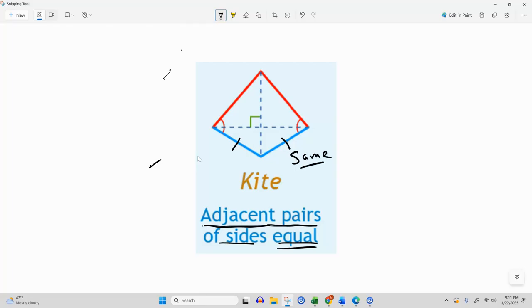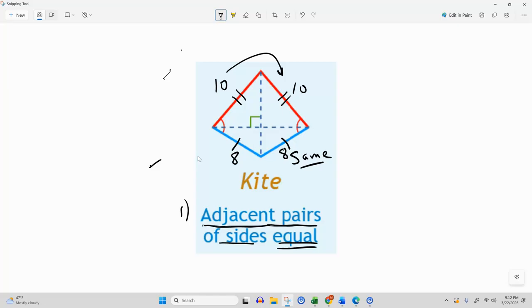And over here, the red are going to be the same. They're not the same as the blue, but there are two pairs that are the same. So if the red one is, say, 10, then this is also going to be 10. If the blue one is 8, then this is also going to be 8. So that's one thing, adjacent pairs, number one.